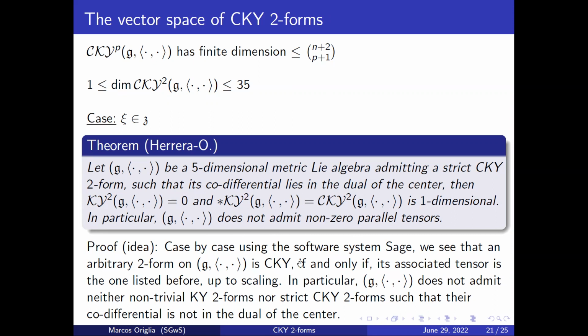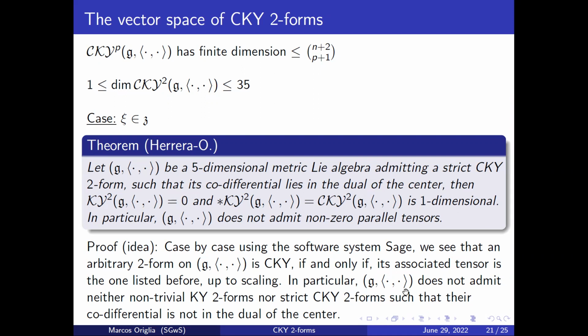And the proof was just case by case. We took each of the Lie algebras of the table I showed you with this condition of the center, and we proved that the only possible solution for a conformal Killing, strict or non-strict, is just the one I showed you in the table, and that one was closed. That's why it is star Killing 2-form. That was the difference.